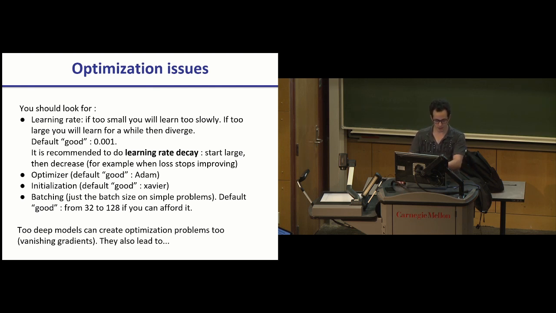I printed some things that are default goods. That means the things that usually people do in general, but that doesn't mean they're going to be okay all the time. But if you have no idea what kind of learning rate or what kind of optimizer to use, take Adam and use a learning rate of 0.001. In general, that's a good place to start. You should still try to change stuff, but it's a good place to start.